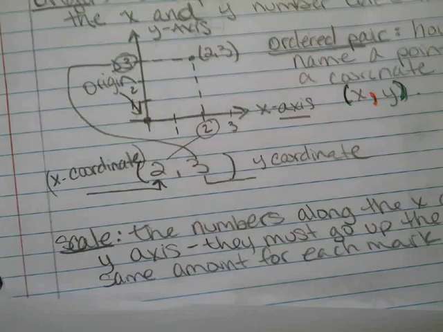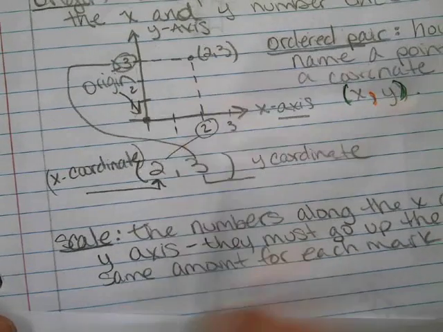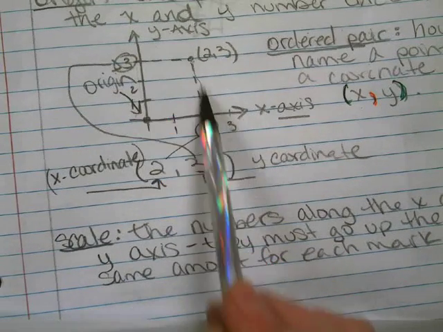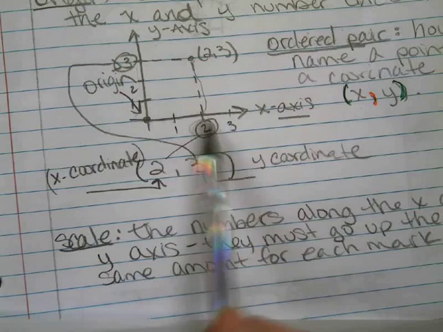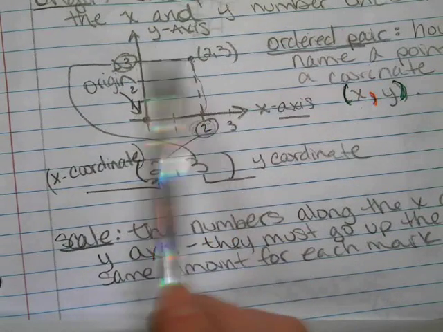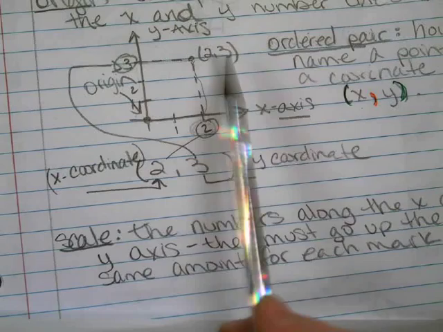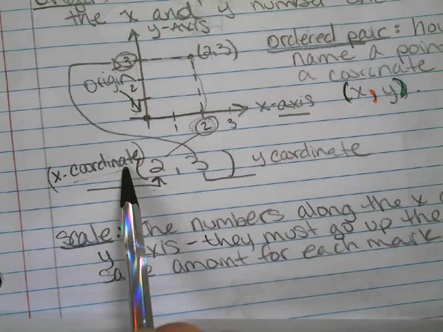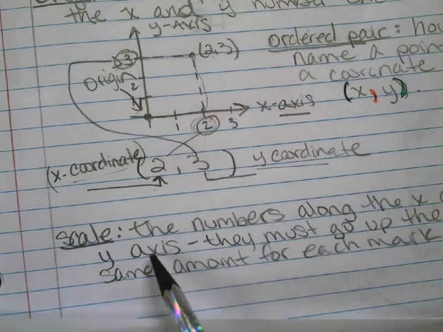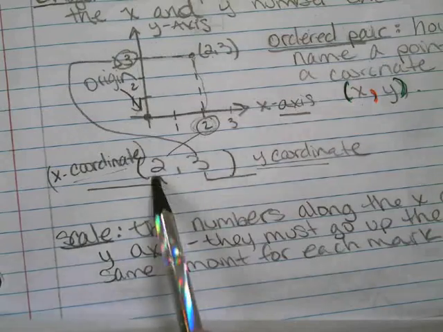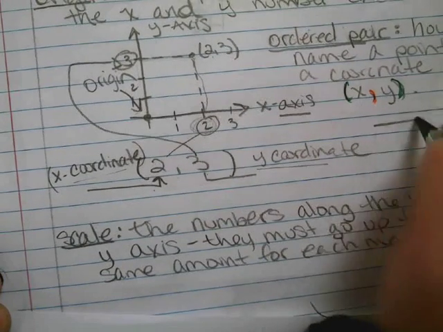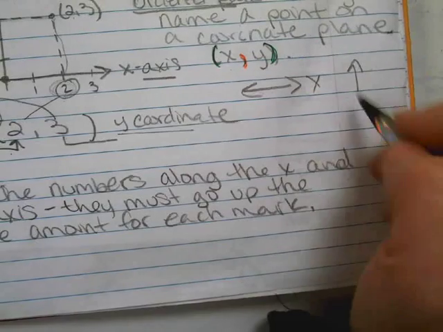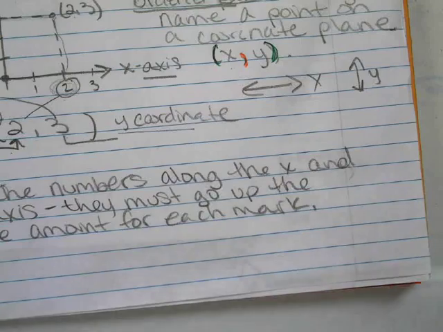So if we look at this example here, we've got this point charted. We have to name our x coordinate first, so we come over here, we drop down, and it looks like it hits our x-axis at 2. Then we come over to our y-axis, and it hits the y-axis at 3. So the ordered pair we're going to write is 2, 3. 2 is the x-coordinate, and 3 is the y-coordinate. So your x-coordinate is left and right, and your y-coordinate is the up and down.